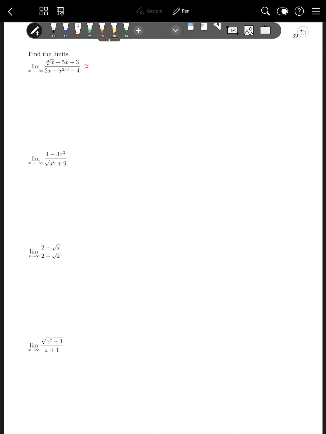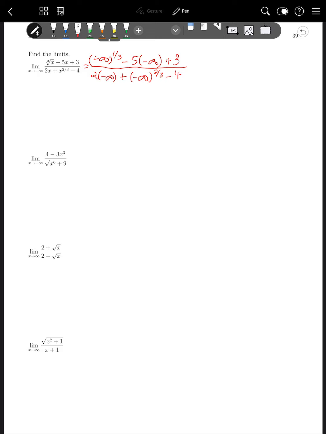Okay, so if I try that here, I'm just going to plug in the values. So this would be the cube root. I'm going to rewrite this using exponents. So this would be negative infinity to the 1/3 minus 5 times negative infinity plus 3 over 2 times negative infinity plus negative infinity to 2/3 minus 4.